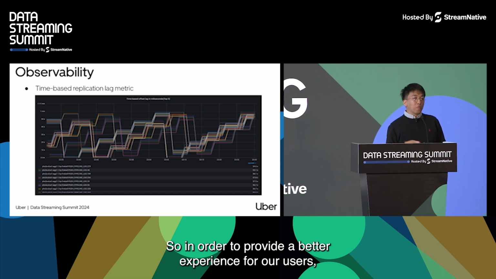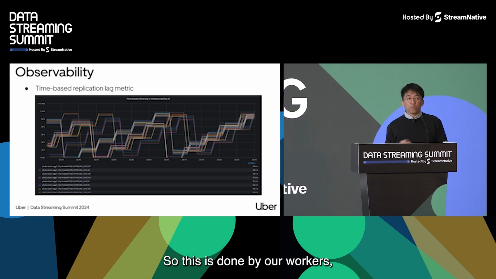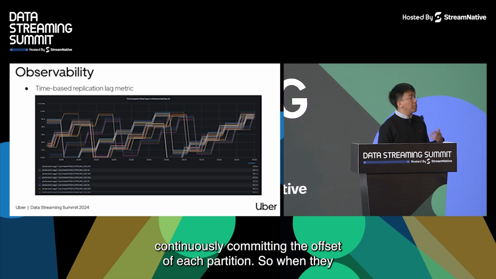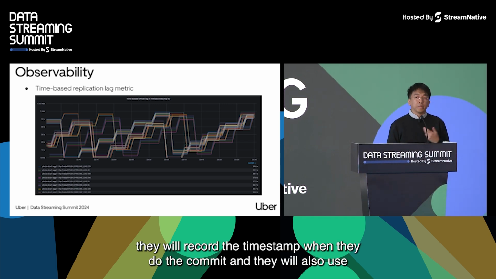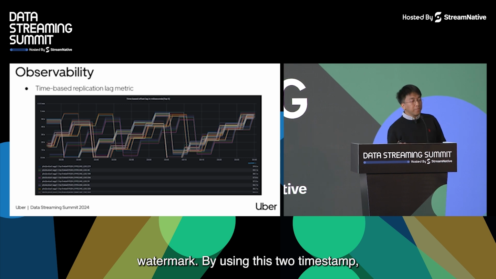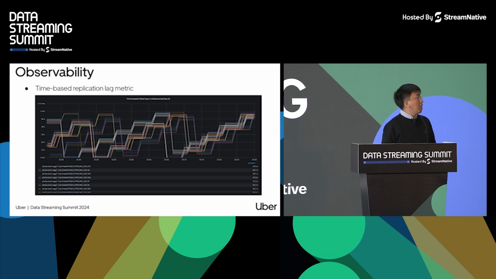So in order to provide a better experience for our users, we built a new metric called time-based replication lag metric. This is done by our workers. Basically, each worker has been assigned several topic partitions to replicate, and they are continuously committing the offset of each partition. When they commit the offset, they record the timestamp of the commit, and they also use the timestamp of the message at the highest watermark. By using these two timestamps, we can calculate the difference.